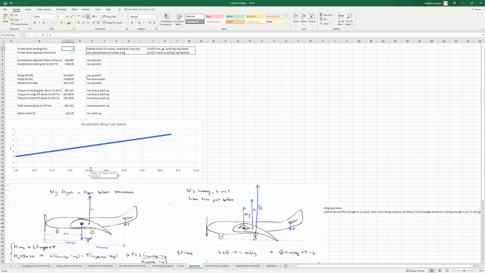There, it's 4 Gs. So what's happening here is kind of like when you're sitting at the very back of a school bus and you go over a bump.